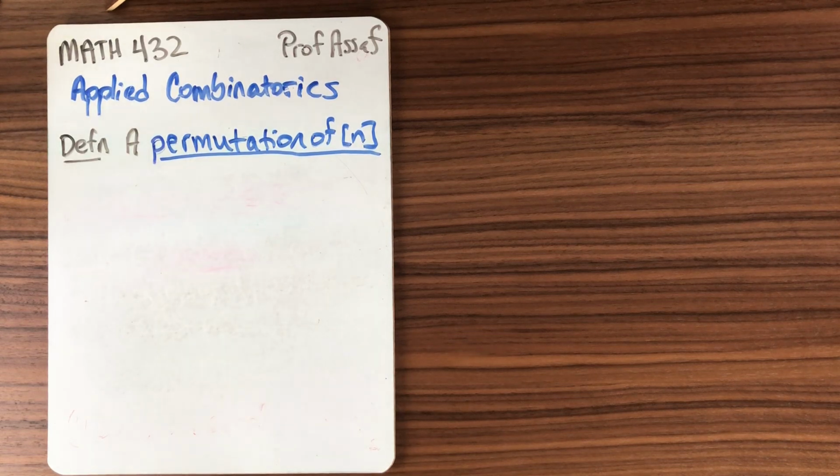This is Math 432, Applied Combinatorics. I'm Professor Asaph, and today we're talking about permutations.